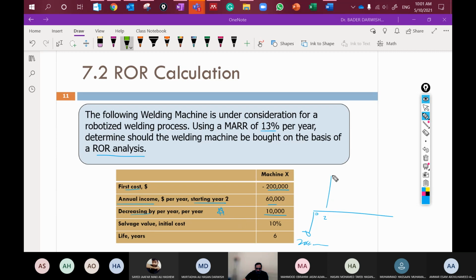So what's the life? It is 6. I'm going to close it. It says salvage value 10%. That means the future value is going to be 20,000. Now all parameters are available. I have my N and I have my inputs, cash flow. So what is required is I, so that I can compare it with the 13%.